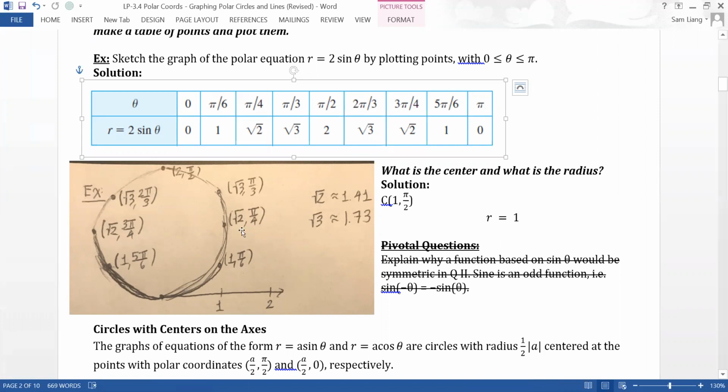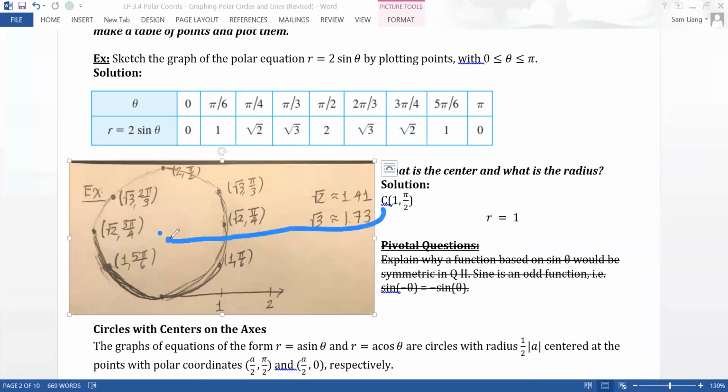Okay, so just make a quick sketch of that in your notebook. Note that the pole is right here, right? But the center of the circle is going to be 1 comma pi over 2. That's located right here. So that's the center, and the radius is 1, as we see. The distance from the pole to this point is 1.